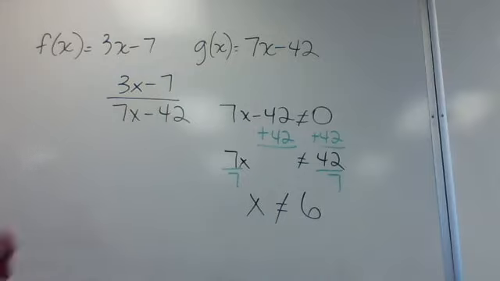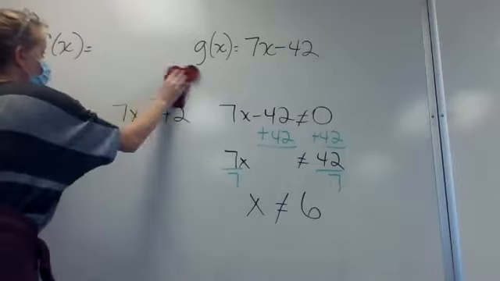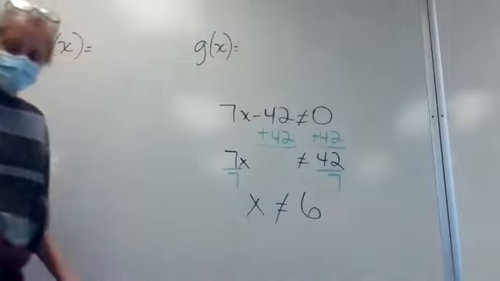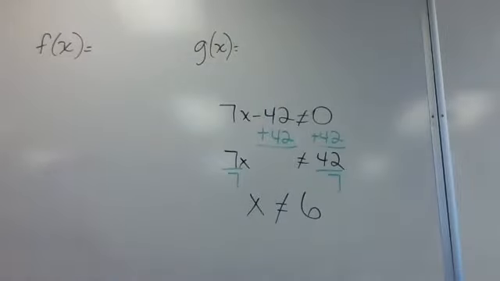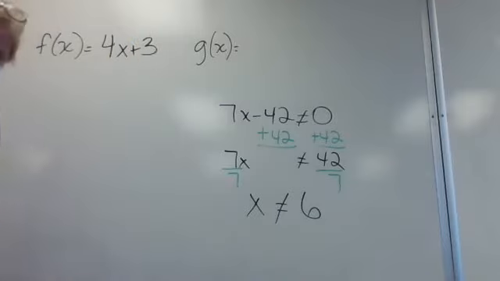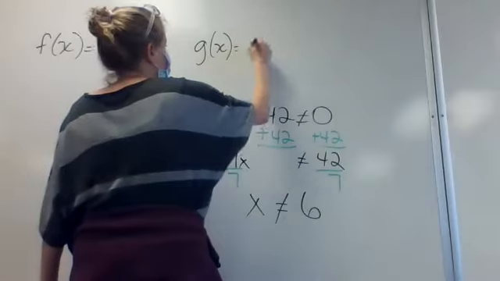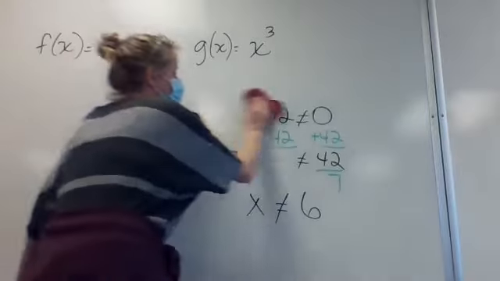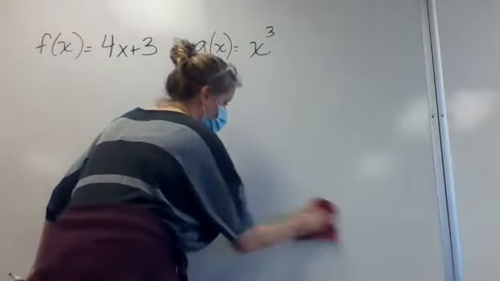All right, number 16. This is getting into the composition of functions. So f of x equals 3x minus 7. Oh, no. That was the last one. F of x equals 4x plus 3. G of x equals x to the 3rd. And it wants me to find f of g of negative 4.